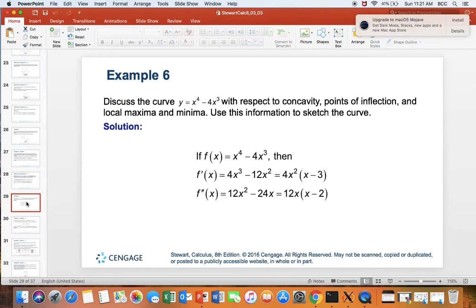Alright, here is an example. Let f(x) be this. Find its derivative. 4 comes down, 4x cubed. 3 comes down, 12x squared. Factor this: 4x squared, (x minus 3). Second derivative: 3 comes down, 12x squared. 2 comes down, 24x. 12x is common. Okay, so you have these factors.